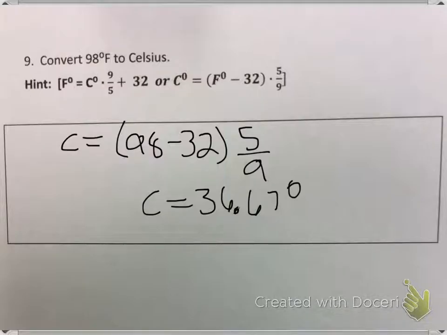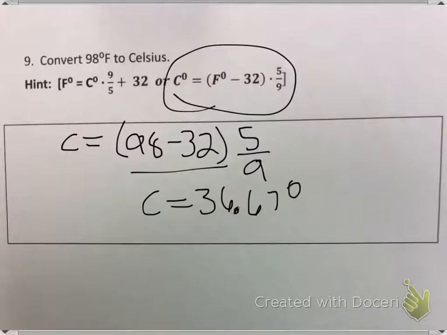Okay, and the last one, convert 98 degrees Fahrenheit to Celsius. So I'll just plug in 98 to the formula for the one I'm trying to find, Celsius. 98 minus 32 times 5/9 gives me 36.67.